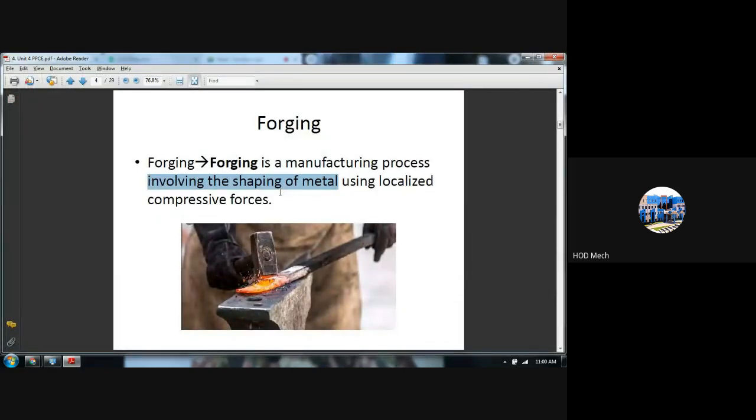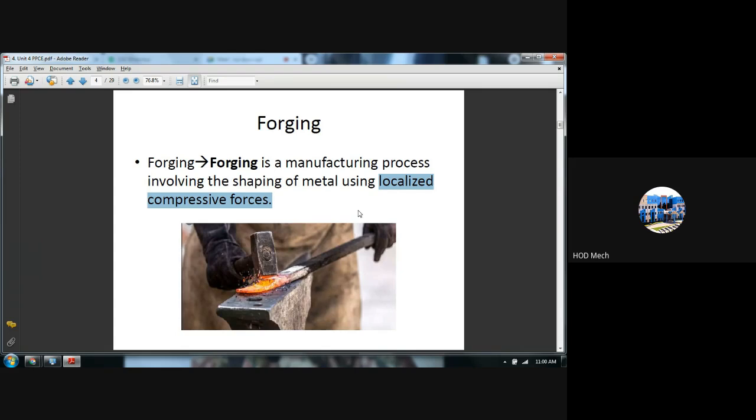Now how are you doing this work? In the forging, how are you carrying out the work? So for that your answer should have these particular keywords: localized compressive forces. Now what is localized compressive forces? Now I am trying to make you understand by concentrating on this word called compressive forces. Now what do you mean by compressive forces? When two forces act upon a body in opposite directions, right?